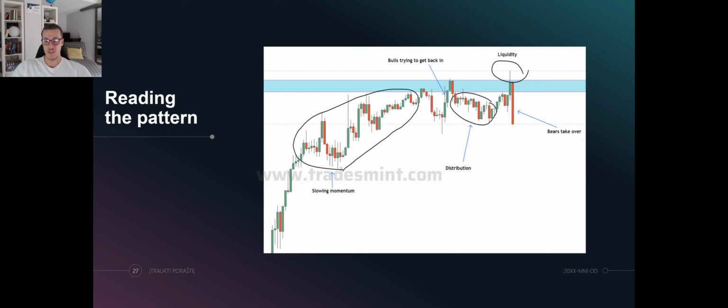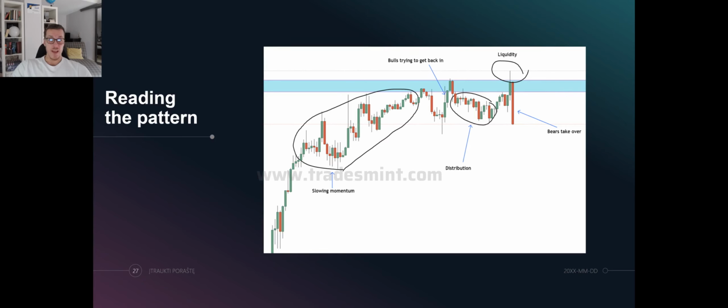Right, the same thing. We have strong momentum coming from the downside. We have slowing down of momentum with this price action going on here. Then we have bulls trying to step in and push the price through this resistance, but they're failing.